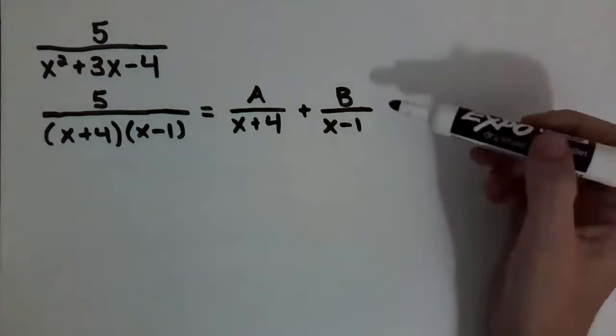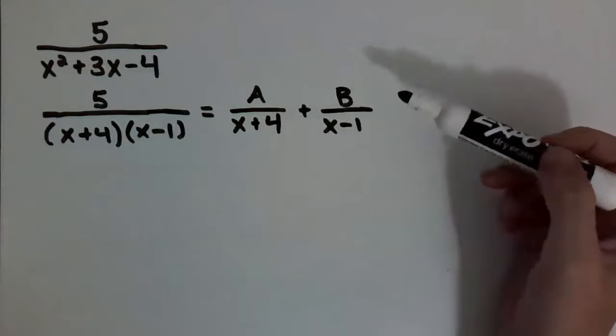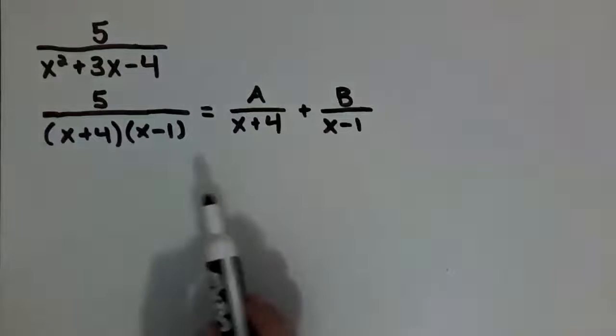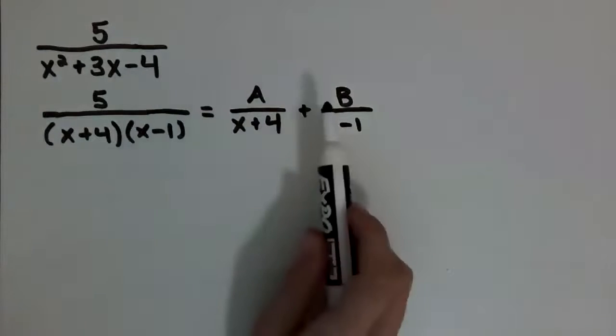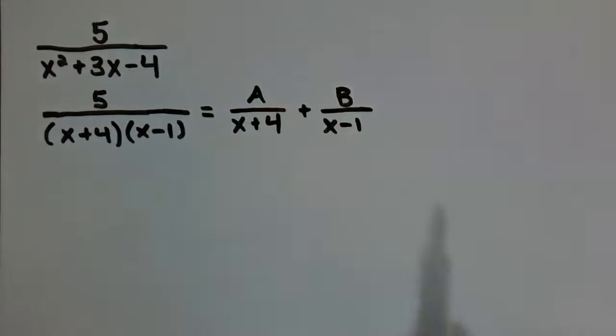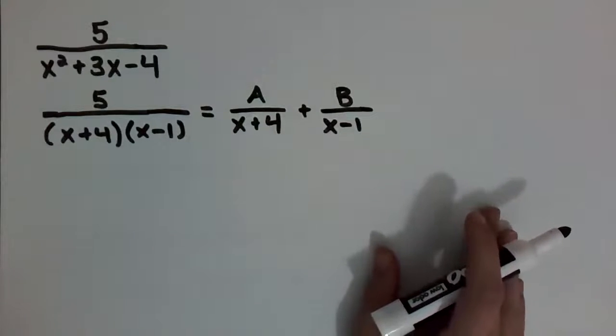What we did in the last video, we basically combined this side using the normal algebraic method of common denominators, and then equated coefficients across the numerator. And we ended up with a system of equations that we had to solve. So that is quite a bit of work. So there is a shortcut method.